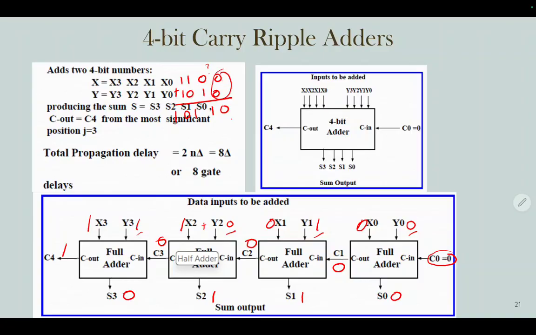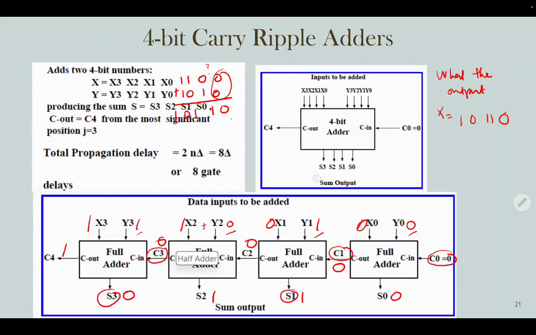So if the question asks you what is the output x, you get the output 1 0 1 1 0. Some questions can ask you what is the value for C3, C1, S1, or S3. You can read these from this diagram.